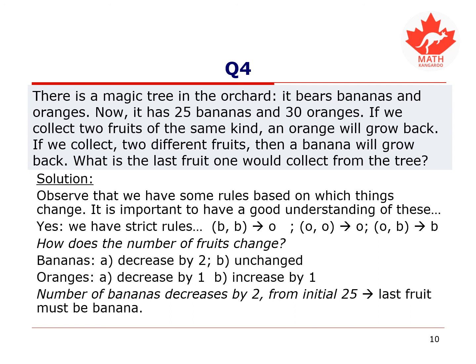I don't know the mechanics of this tree. I don't know what's going to happen. I don't know how long it will take. I know that eventually the process will terminate. We will have only 1 fruit left because the number of fruits keep decreasing. And I know that because I started with 25 and I keep either keeping 25 as is or decreasing by 2 each step, I must in the end have just 1 banana.